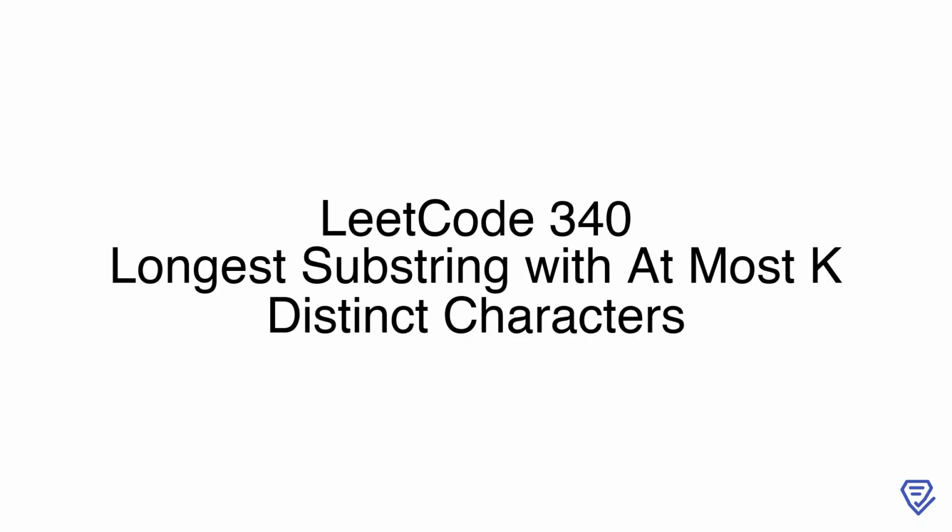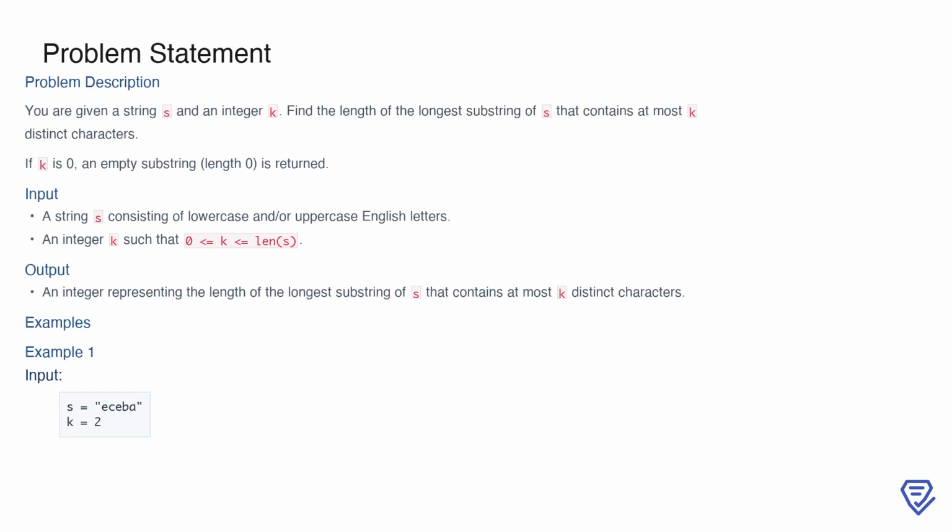Let's dive in. In this problem, we are tasked with finding the length of the longest substring of a given string S that contains at most k distinct characters. The input consists of a string S, which can include both lowercase and uppercase English letters, and an integer k, where k represents the maximum number of distinct characters allowed in the substring. If k is 0, the result will always be 0 because no substring can have 0 distinct characters. The output of this problem is a single integer, which represents the length of the desired substring.